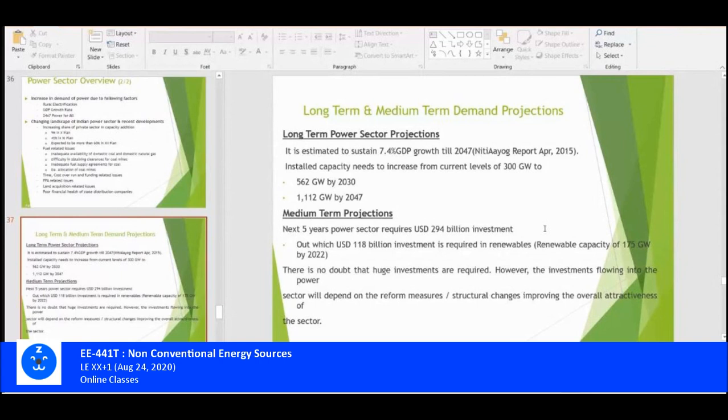However, the investments flowing into the power sector will depend on the reform measures, structural changes, improving the overall attractiveness of the sector. So when the private sector is coming and is sharing the major burden of power requirement, unless we provide them greater incentives, no private sector player will be attracted in power sector. So the government policies must facilitate the private investments because government has no capacity, no resources to meet these projections. So private sector participation is the only hope.